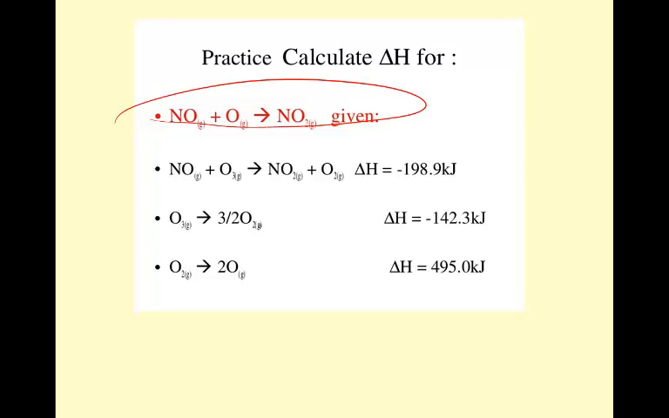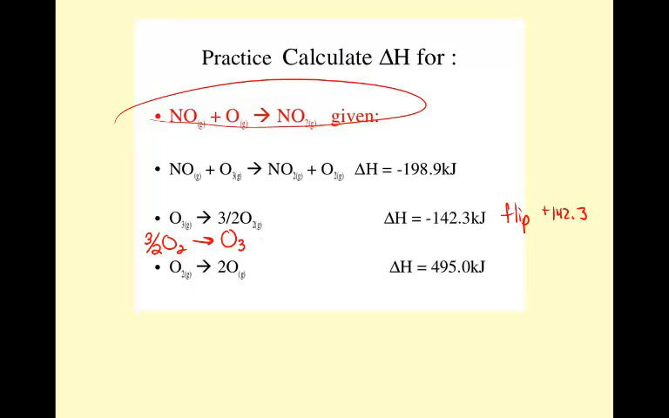We want it to cancel out the O3, so we've got to flip this reaction. Now when you flip a reaction, you take the reactants, put them on the product side, take the products, and put them on the reactant side. So we flipped it. If you flip the reaction, you have to flip the delta H. So now we have positive 142.3. That'll take care of our O3 on opposite sides.